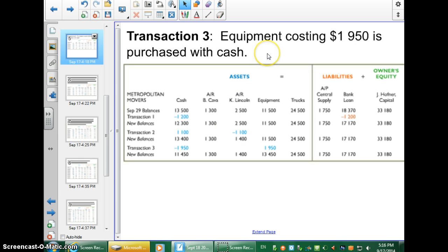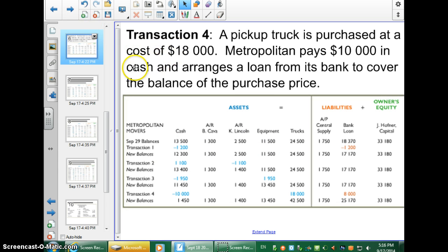Transaction 3, Metropolitan buys some equipment and they purchase it with cash. So now we have to reduce the cash account by 1,950, and then we have to increase our equipment account by 1,950. In transaction number 4, Metropolitan buys a pickup truck, which costs $18,000. They have enough for $10,000 to pay in cash, and then they have to arrange a bank loan. So here's how the accounts are affected. The cash account is reduced by $10,000. The truck account is increased by $18,000, the value of the truck, and then we also have to show an $8,000 loan under bank loan.